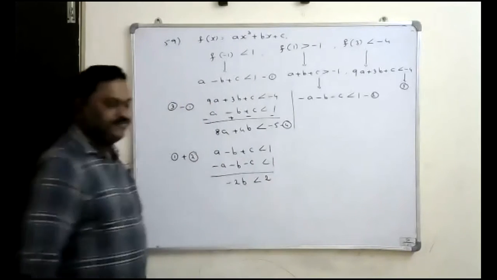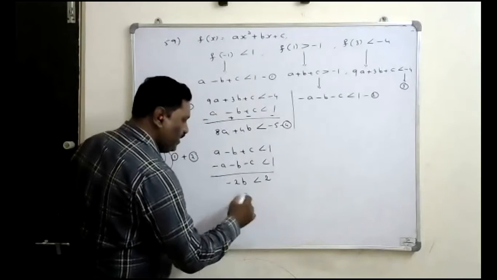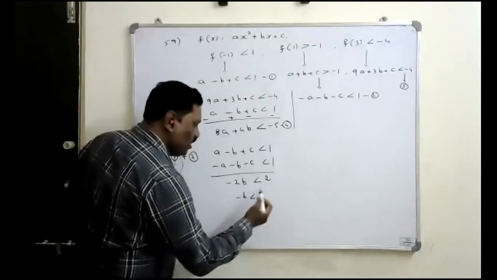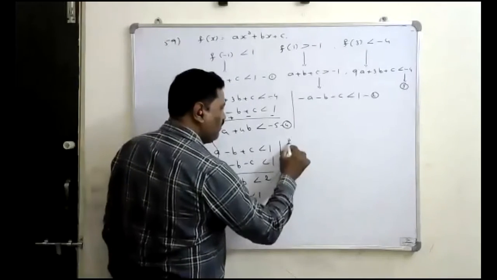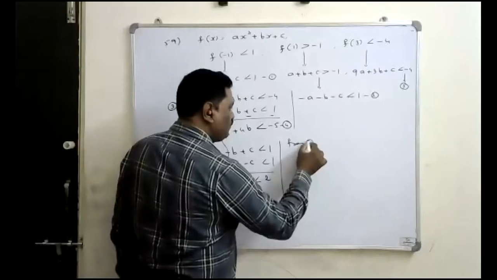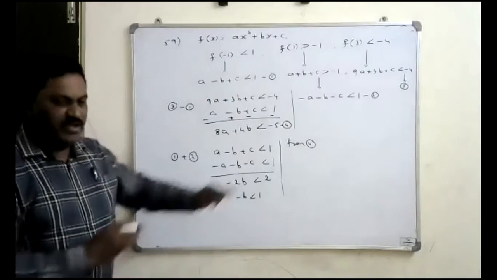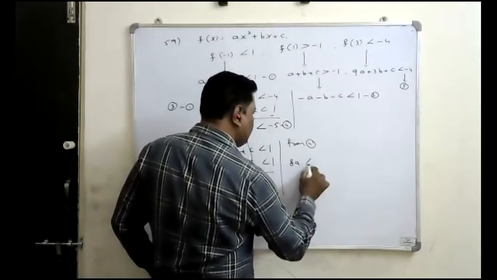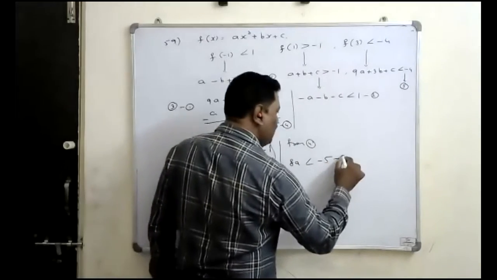Less than 2, yes. So therefore, if I divide, minus b is less than 1. Now, from this fourth equation, 8a plus 4b less than minus 5, send this 4b to the other side: 8a is less than minus 5, minus 4b.